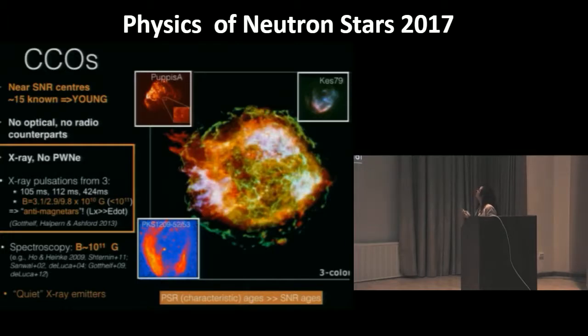The timing analysis of three CCOs in these three SNRs shown here, Cas 79, Puppis A, and PKS 1209, show that P, Pdot imply a very low surface dipole magnetic field, between 10 to the 10 and 10 to the 11 Gauss, and that's where the name anti-magnetars came from. At the same time, interestingly, spectroscopically, this magnetic field is consistent with that determined from timing measurements, such as, for example, modeling the surface thermal emission from the Cassiopeia A CCO, as well as finding cyclotron features in the two CCOs in Puppis A and PKS 1209, indicating relatively low magnetic fields of the order of 10 to the 11 Gauss. These are quiet X-ray emitters, except for this very odd, interesting object, the CCO in the supernova remnant RCW 103, which we'll hear about later today from De Luca.